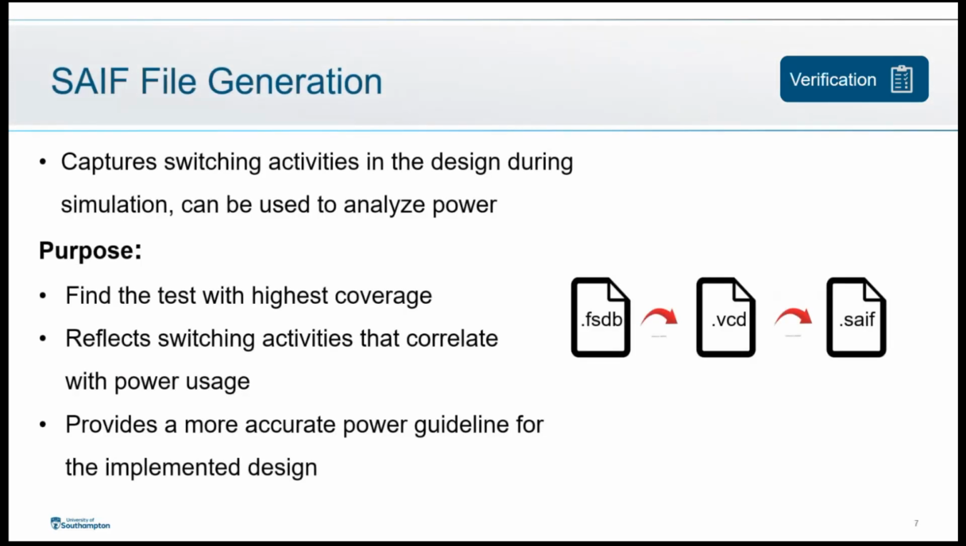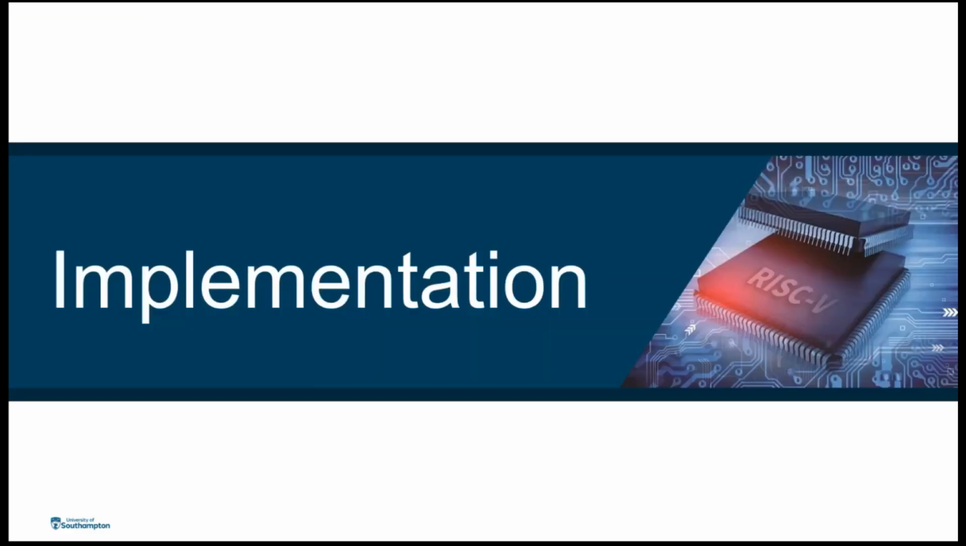One of the key parts of verification was to generate the switching activity data using the save file. So after evaluating coverage across all tests, we got the highest coverage run and then used it for implementation to guide accurate power estimation and optimization. That's it for verification. Now we'll move on to implementation.